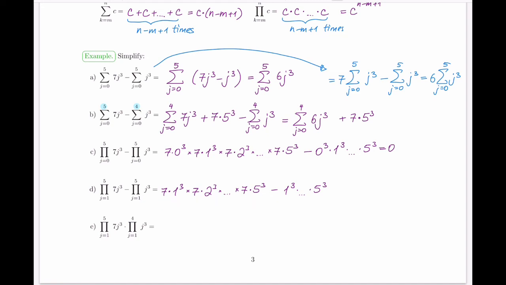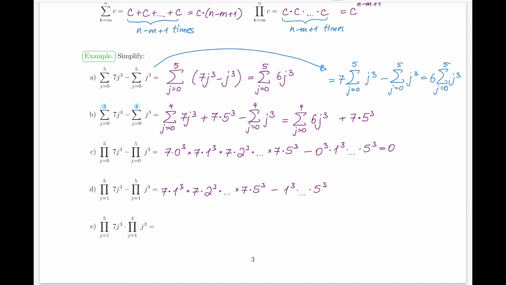The one thing to notice, though, is that in the sums, I can take the constant out. In the product, this constant will appear as a factor every single time, which means that if you want to simplify it, 7 here will appear 5 times. So altogether, this will be 7 to the power 5, followed by some of the other numbers.